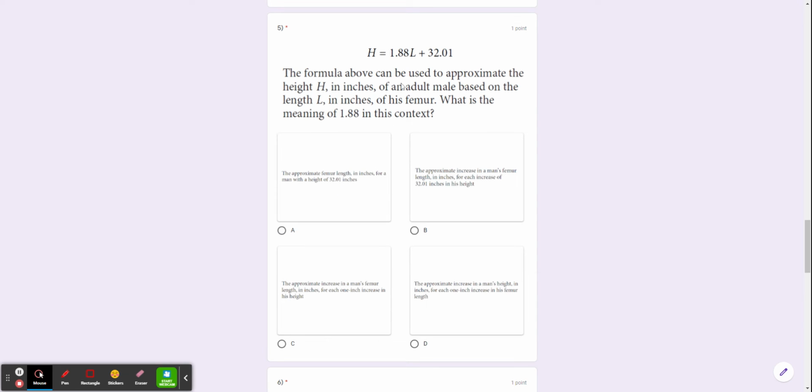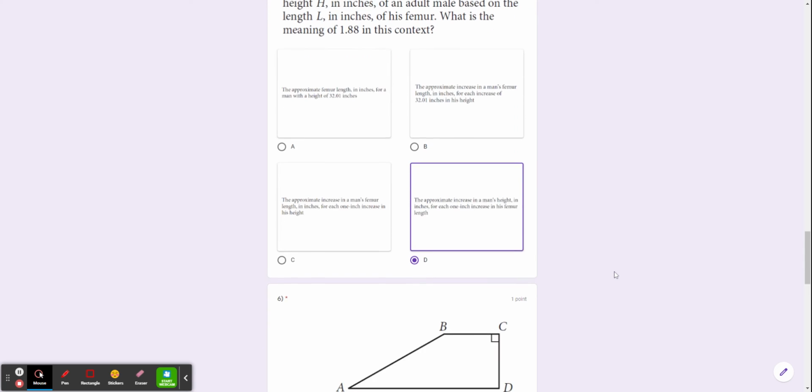Let's see here. The approximate femur length in inches. That's not right, because H is the height of the person, L is the length of the femur. The approximate increase in a man's femur length? No, because it's being multiplied by the length of the femur. The approximate increase in the man's height for each increase in his femur length. So as L gets bigger, so does his height, which means it must be choice D.